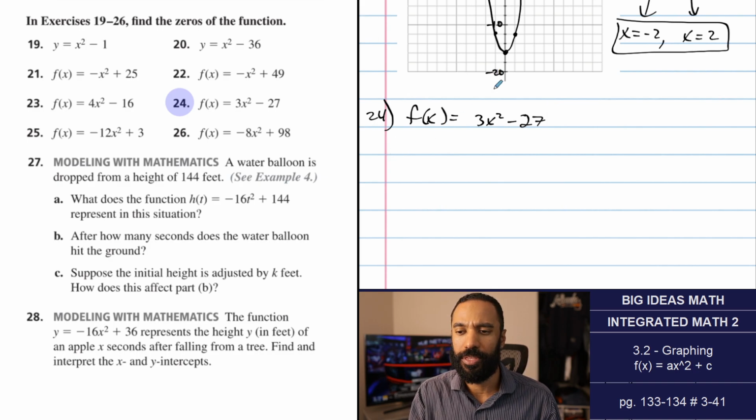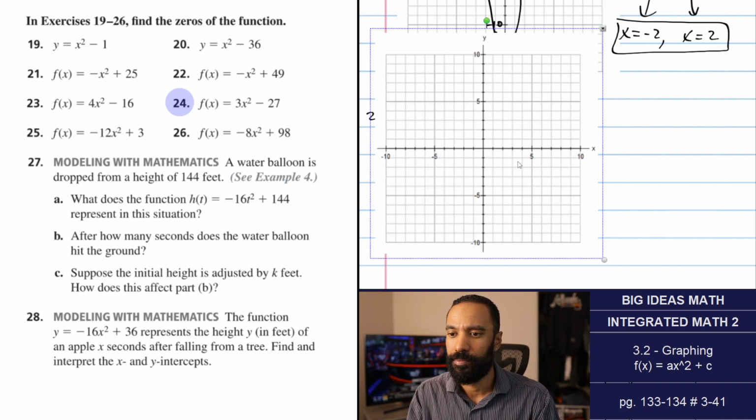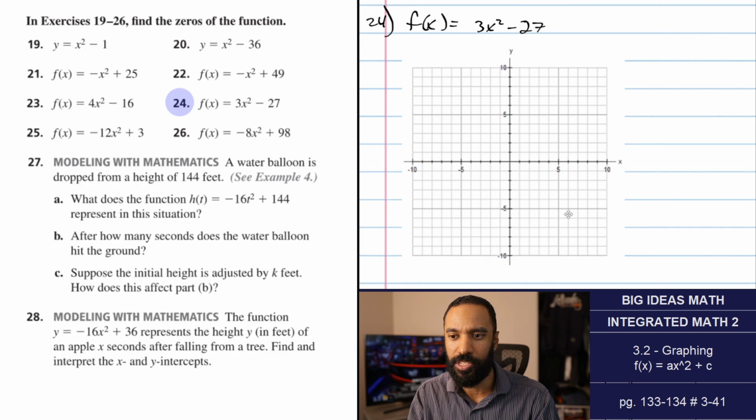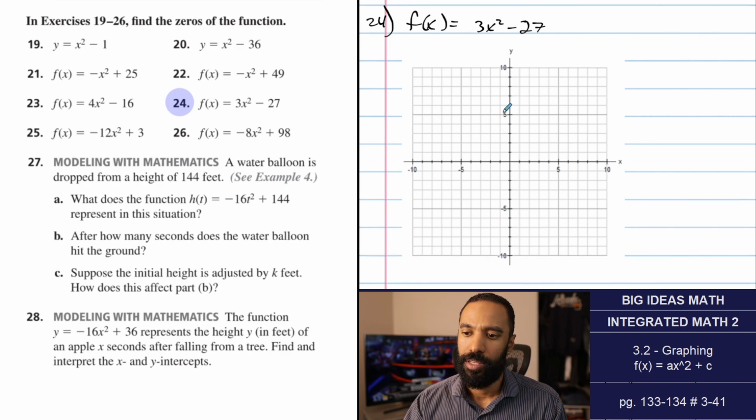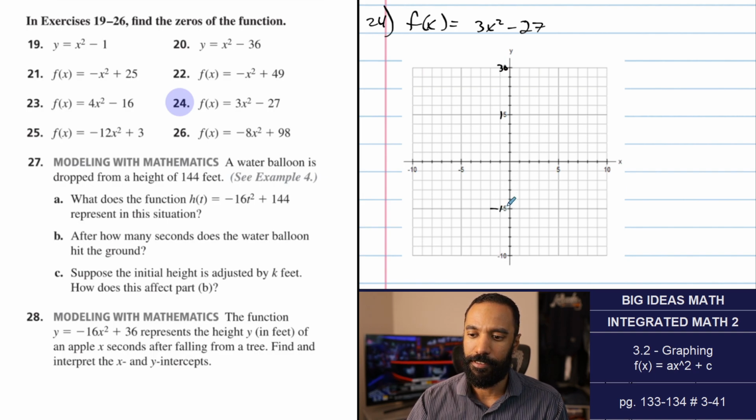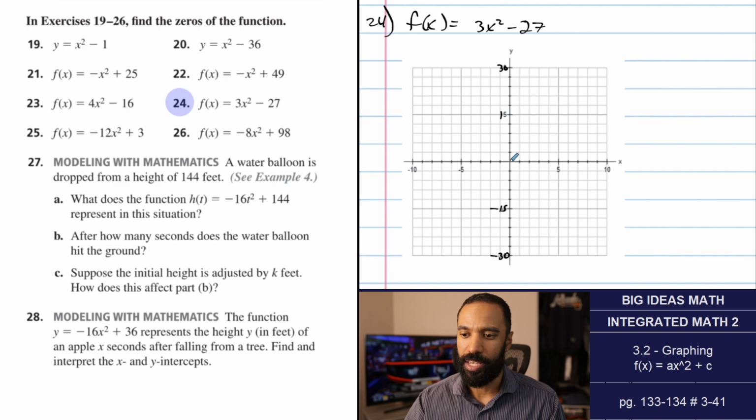Okay, so this one with negative 27. Can we go by threes? You want to go by threes this time? So this is 15, and this is 30. And this is negative 15, and this is negative 30. So 3x squared minus 27, these go by threes again. 3 away from negative 30 is, boom, negative 27. Over 1, up 1 times 3.